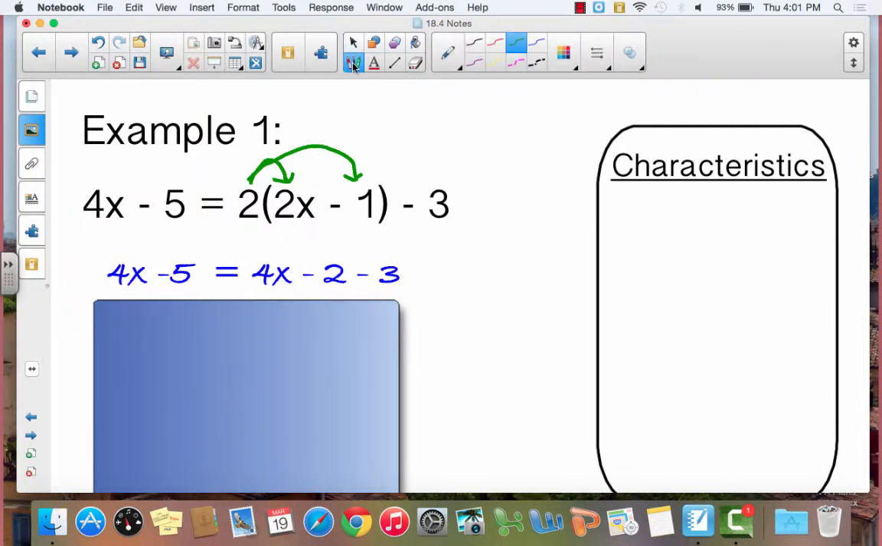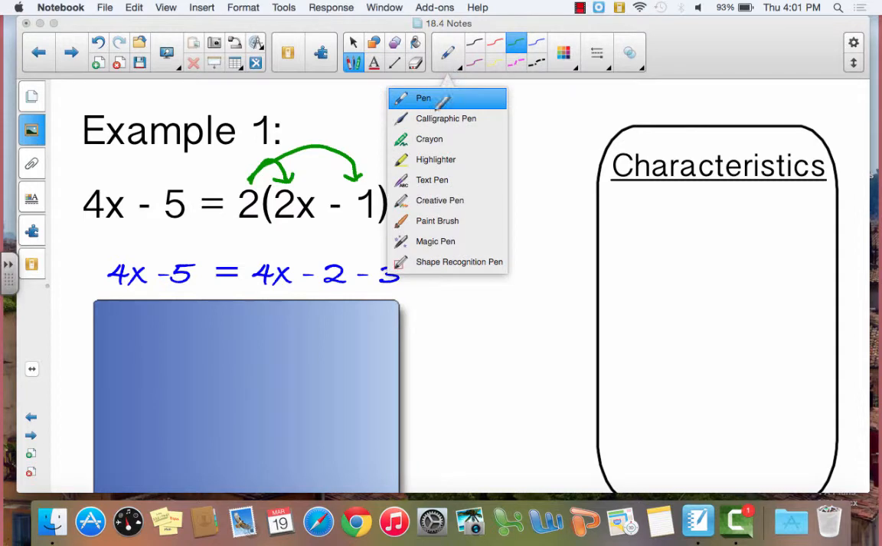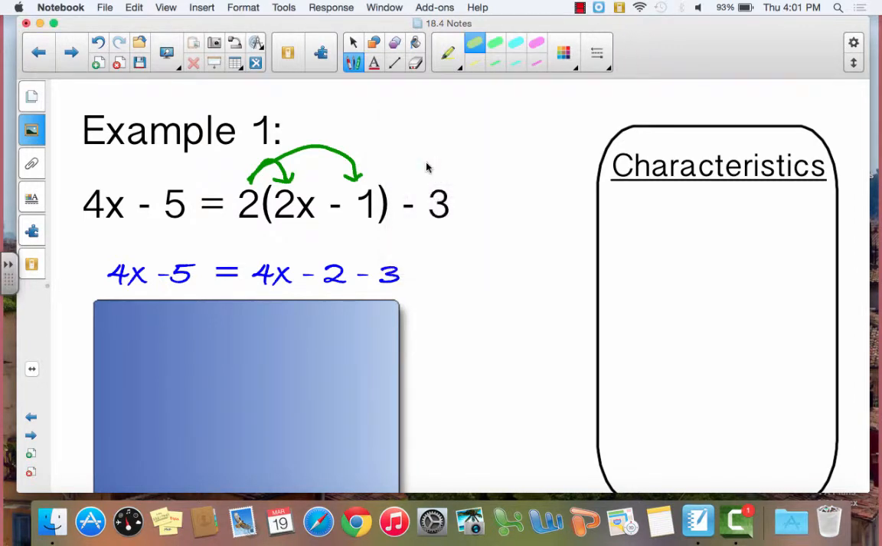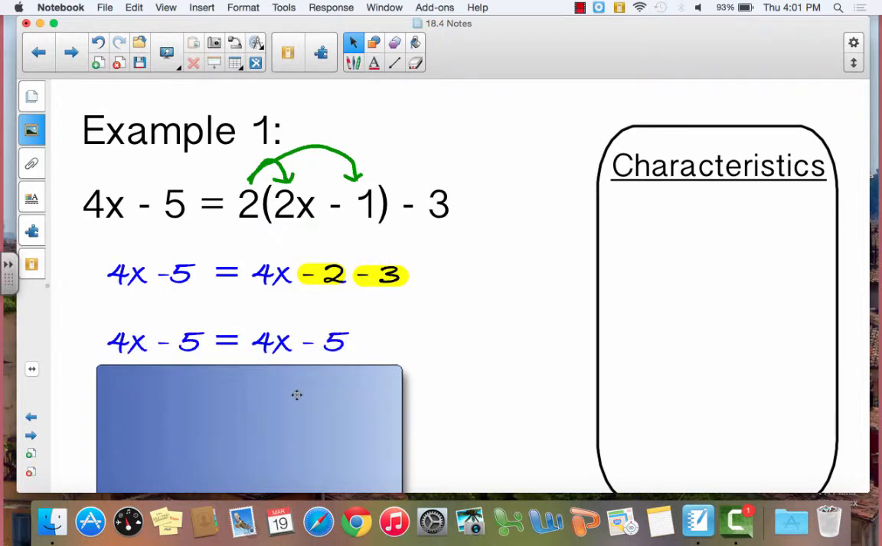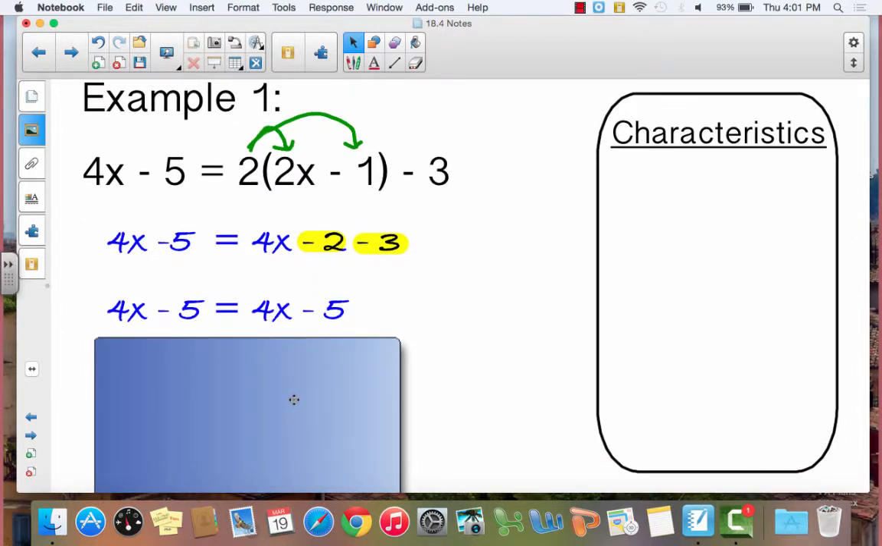My next step is to look at each side and see if I can simplify it in any way. And I see on the right hand side here that I have like terms. I have -2 and -3. So I'm going to combine those together, and that makes the equation say 4x minus 5 equals 4x minus 5.